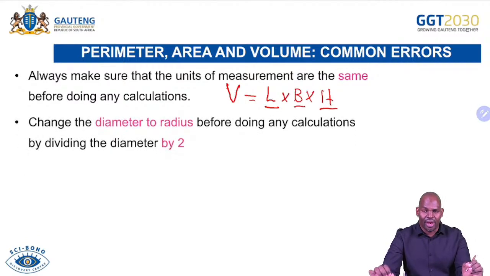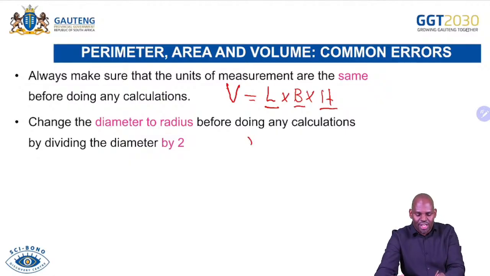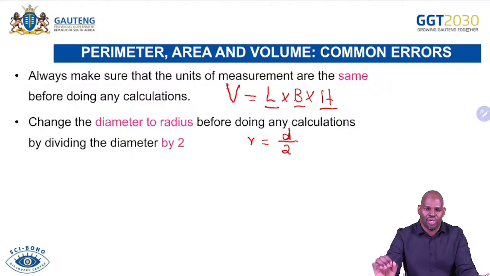Then, in a case where you are given a diameter, you have to substitute the radius. Make sure that you change the diameter to radius by dividing by 2. We always say radius is equal to diameter divided by 2. So if you want to determine the value of a radius, you take the diameter and divide it by 2, or you just multiply by half.